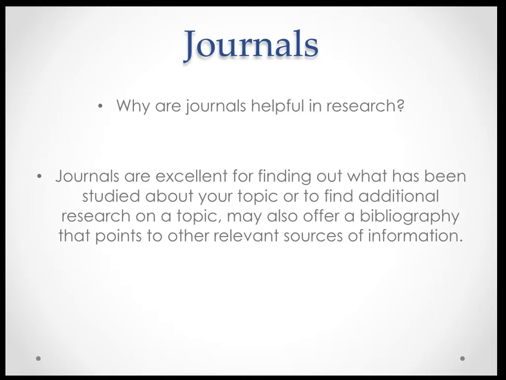Why are journals helpful in research? Journals are often excellent for finding out what about your topic has already been studied. It may also help you find additional research on your topic. Often, the Works Cited page may point you to other sources that are relevant to your information. Always look through any cited work in a journal article or a book in order to help you find additional sources that may also cover the topic that you are researching.